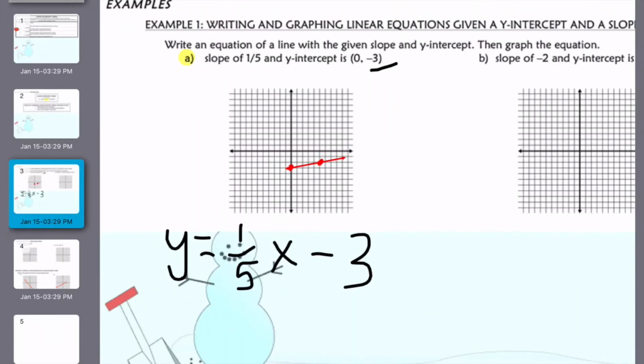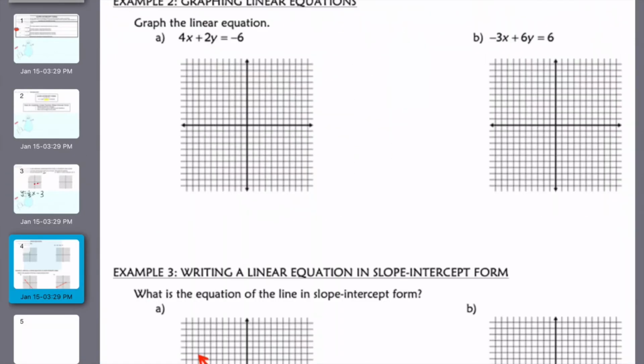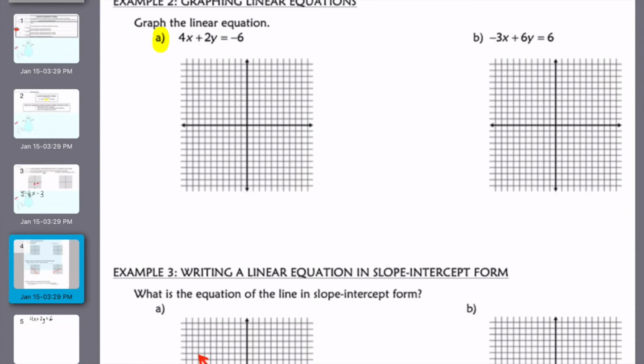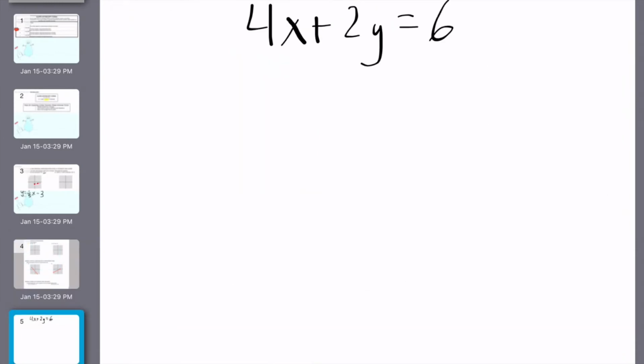Let's try some more examples. Graph the linear equation. Again, we're just going to do part A, but it looks like they don't have this already written in slope-intercept form, which means we need to rearrange it. So I'm going to go to another page here. So I have 4x plus 2y equals -6. I'm glad that I checked.